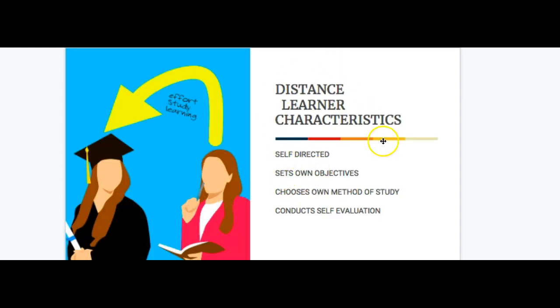So now let us see the characteristics of the distance learner. A distance learner is highly motivated. When he or she joins the system, they have set learning objectives, they choose the methods of study which suit them, and they conduct their self-evaluation before they take admission into an open and distance learning program.